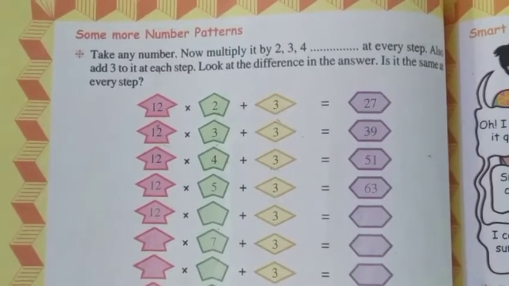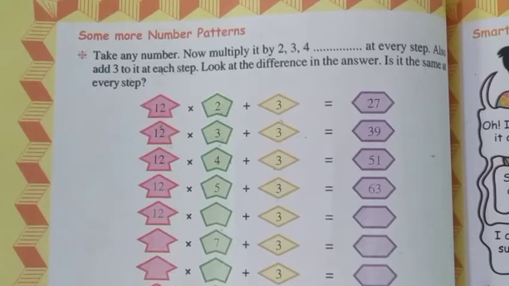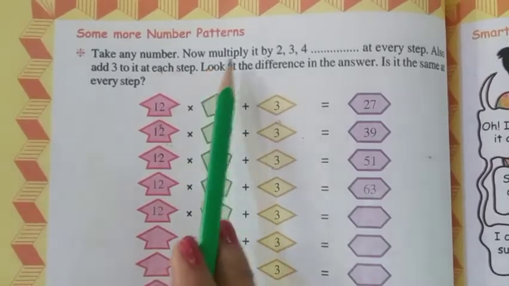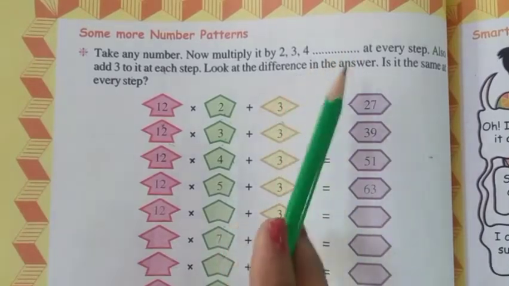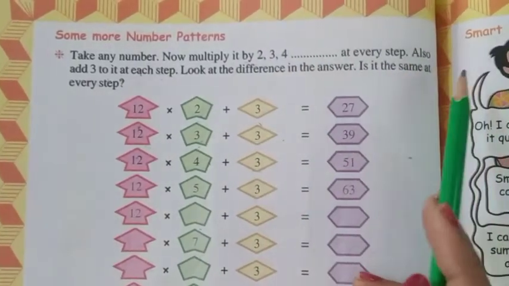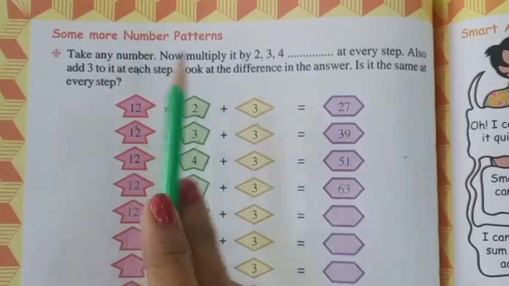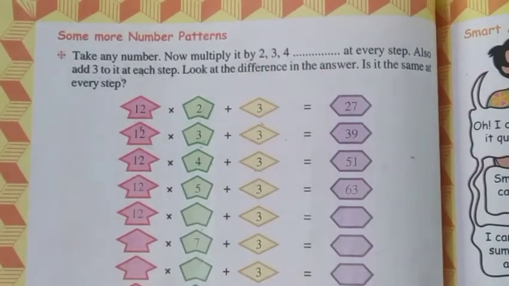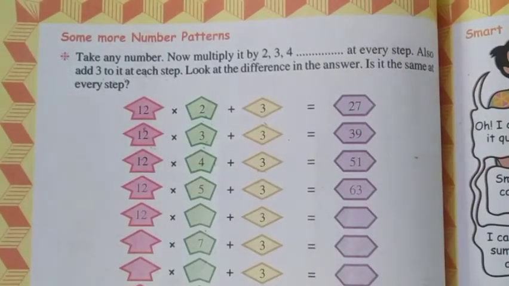Next page, page number 108. Some more number patterns. Something different. You have learned a lot of new things in this chapter. Take any number, then multiply it by 2, 3, 4 and so on. Means 5, 6, 7, 8, 9. At every step, also add 3 to each at each step. First take a number, then multiply it consecutively, and then similarly you have to add 3 also. Keep multiplying and keep adding.